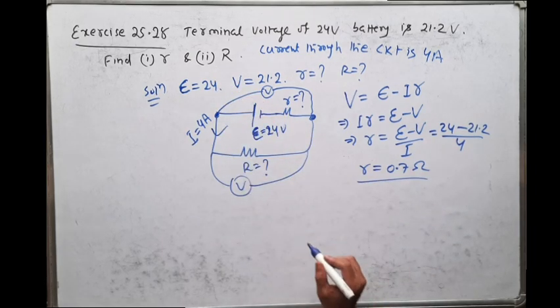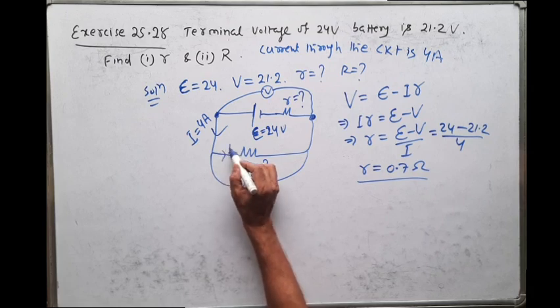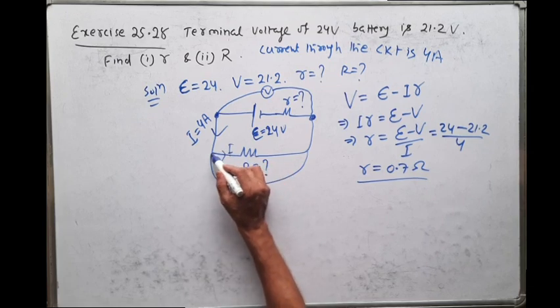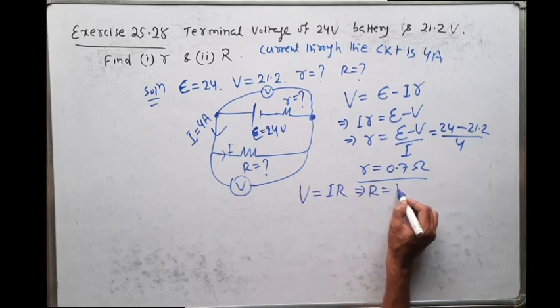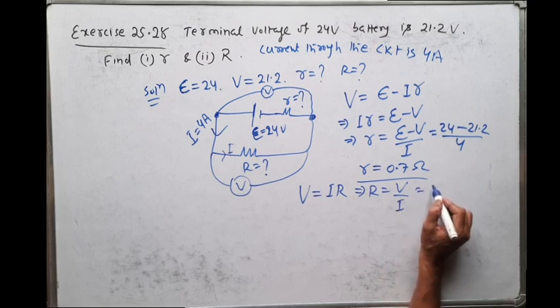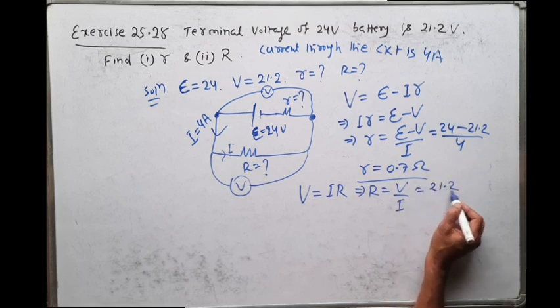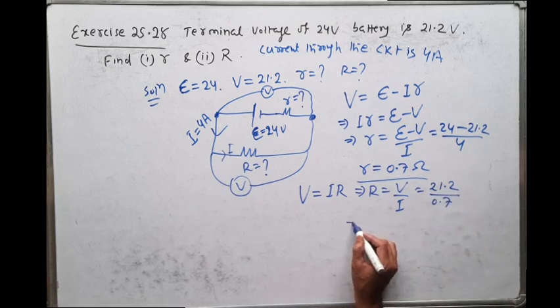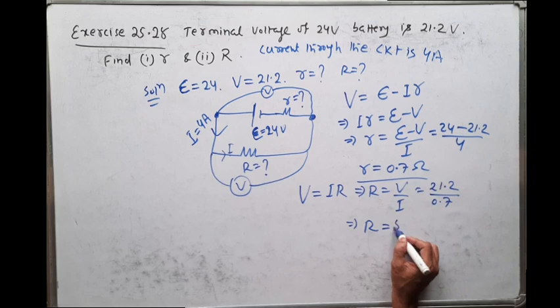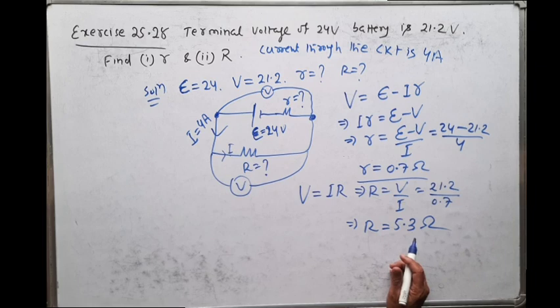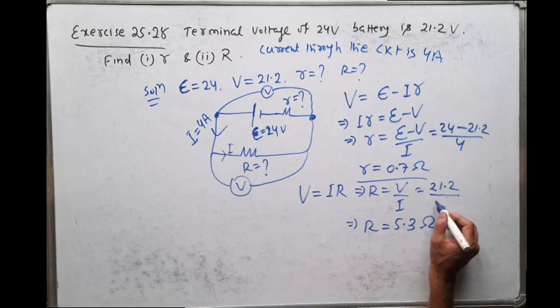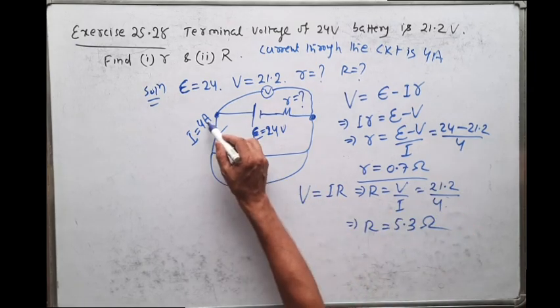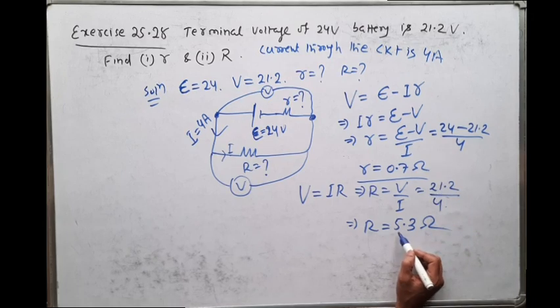Then what is the external resistance? You see, here the current is I. So I into R is the voltage across this. So terminal voltage V is equal to I into R. That implies R is equal to V by I. So V is equal to the terminal voltage, 21.2 by 4. Sorry, R is equal to V by I, and I is nothing but 4 ampere. So 21.2 by 4 is equal to 5.3 ohm.